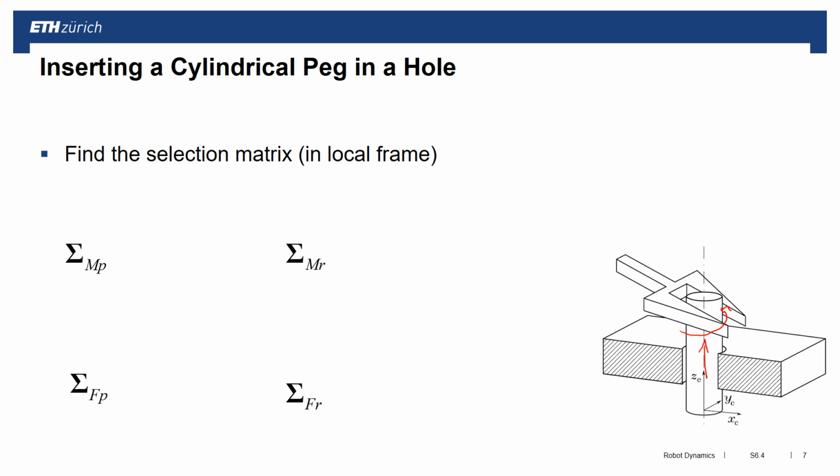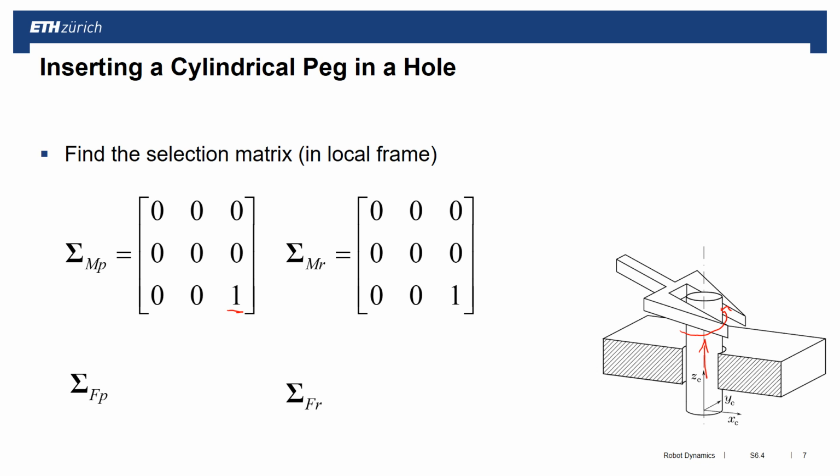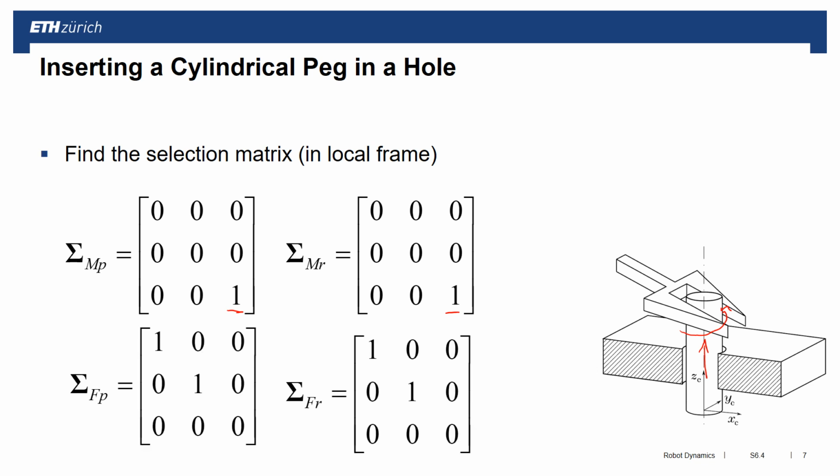So which direction can we move? Only in C, so that's the only one that has a 1. Which rotation direction can we move? Only in C, so that's the only one that has a 1. And the forces are either 1 minus sigma of the motion, or you immediately see it also because you can apply a force in X and Y, but you can't apply a force in C, and similar to that also in rotation direction.